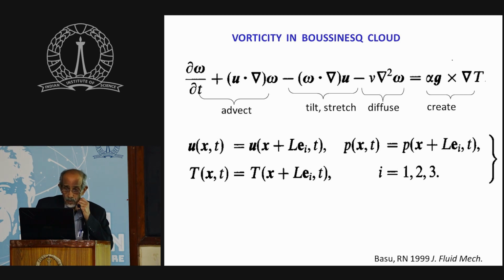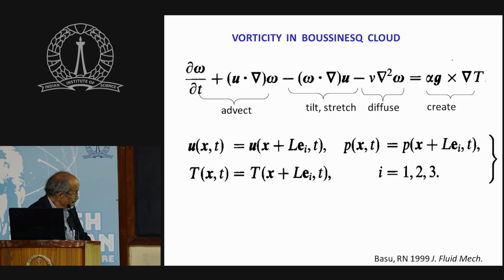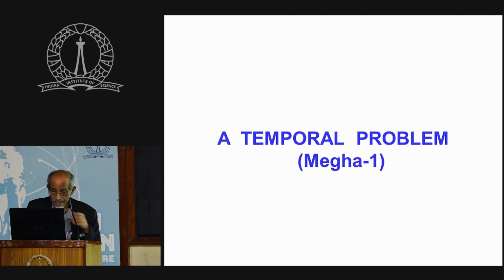Here is an equation on the vorticity, very important incidentally. Well, on the left-hand side are the usual terms in the Navier-Stokes equations. You've got advection from the first two terms. The omega dot del u tilts and stretches the vortices. The nu del squared omega diffuses the vortices. But the last term, g cross delta T, creates vortices. There is a source of vorticity once you introduce the temperature difference. And that really makes the whole flow very different and spectacular.